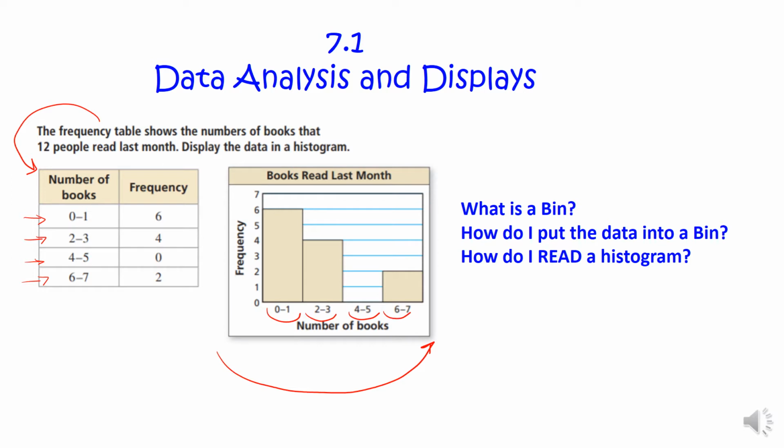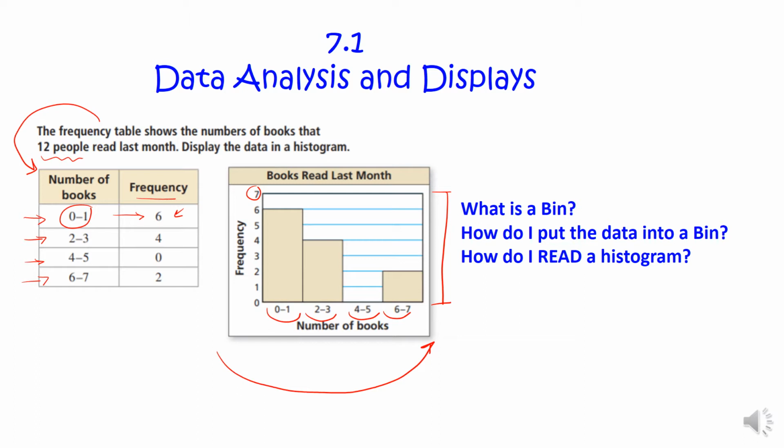How do you put the data in the bins? Well, so now we've got our 0 to 1. 6 people read that many books. We're calling it frequency, but it was actually 6 people read that many books last time. Remember, we're talking about people. So when you're making this part of your graph, you want to look at the biggest number and then probably add one to it so you have a little space at the top of your histogram.